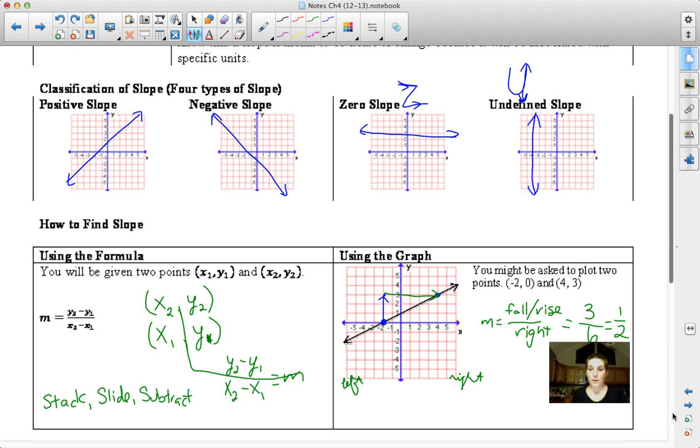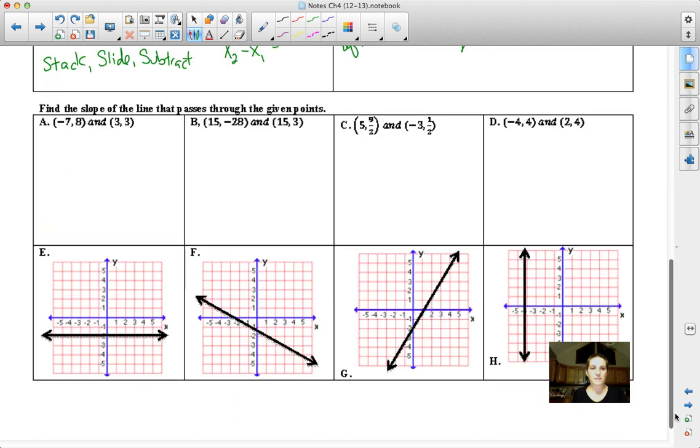I think there are a couple other practice problems. Yep. So let's do one together, and then I'll give you some time to practice it on your own. So we take our 2 points and we stack them. It never matters which one goes on top. So I'll stack negative 7, 8 on top and the point 3, 3 on the bottom.